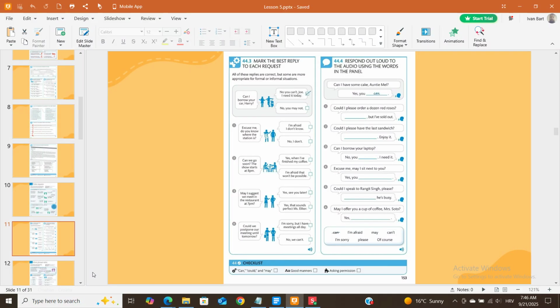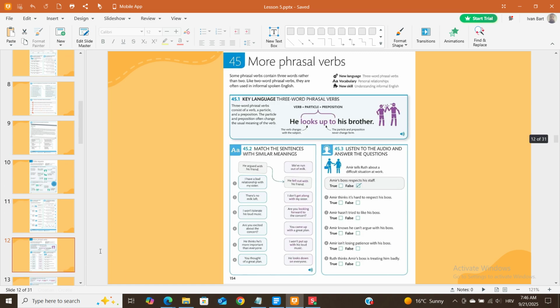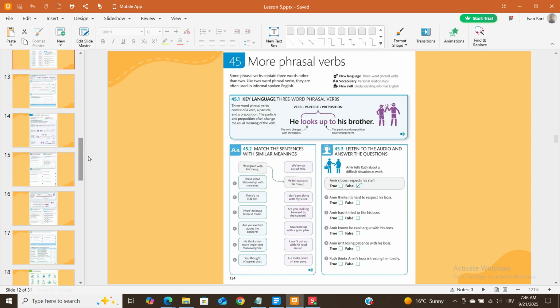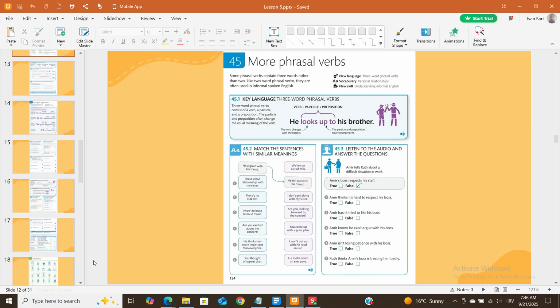44 Checklist: can, could, and may are good manners, asking permission. 45 More phrasal verbs. Some phrasal verbs contain three words rather than two. Like two-word phrasal verbs, they are often used in informal spoken English. New language: three-word phrasal verbs. Vocabulary: personal relationships.